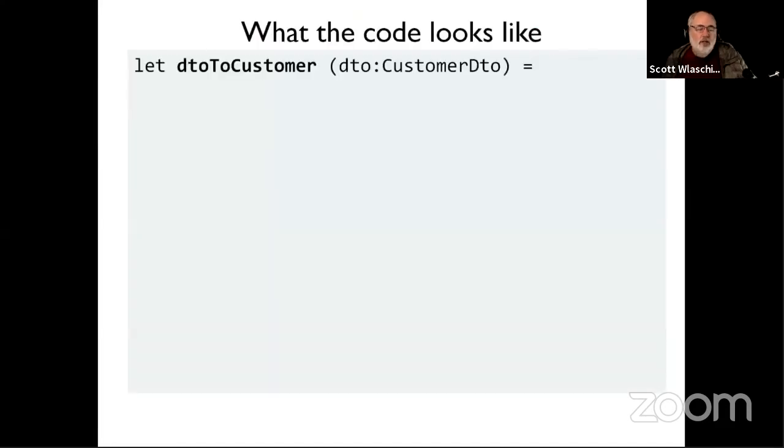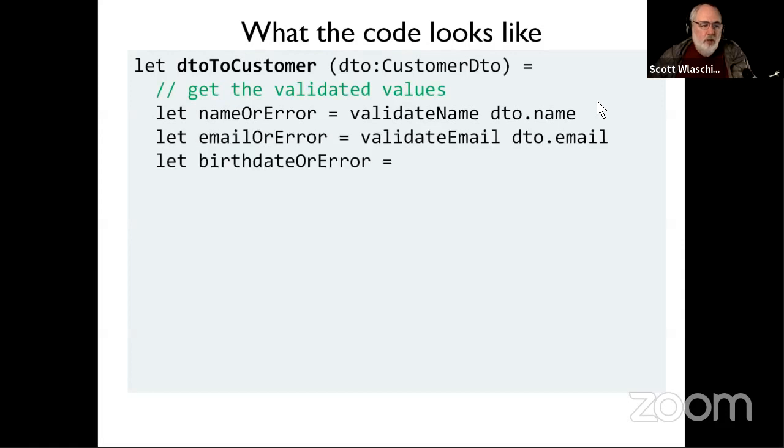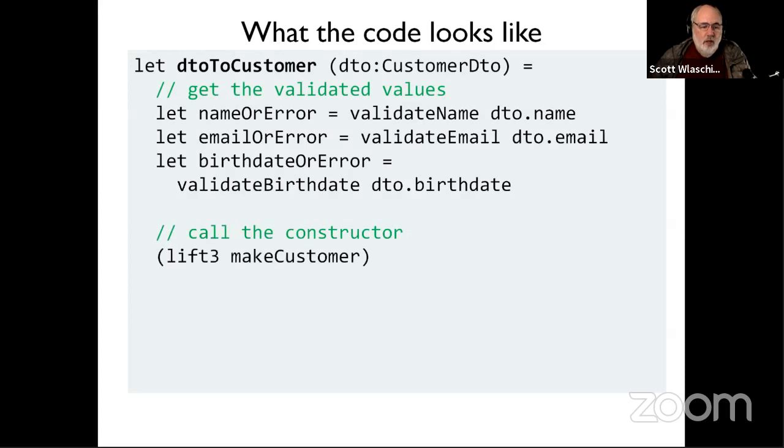Right. So let's actually look at some real code. Let's say I have a DTO, which is an unvalidated data structure with just regular strings and so on. So I validate each part. I validate the name and I validate the email. Now, each of those pieces is either a name or an error. It's not just a regular name. So I can't just stick them straight into a data structure because I have to find out whether it's valid or not. So I use this lift function and I convert it into a result world lift function, and then I can pass in these 3 parameters.